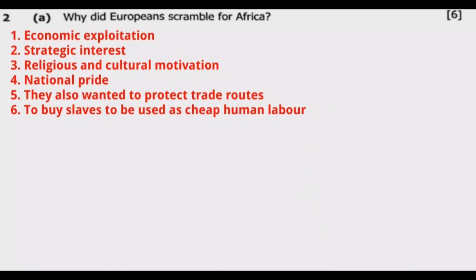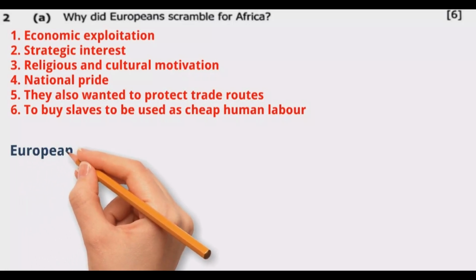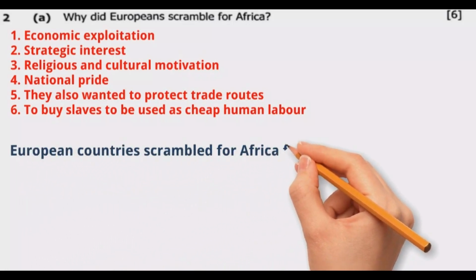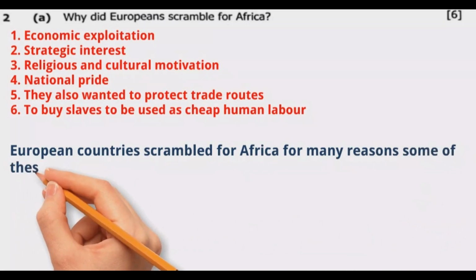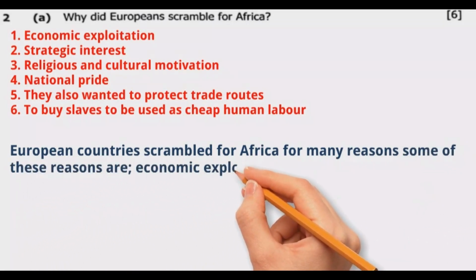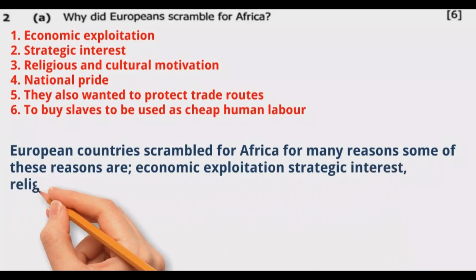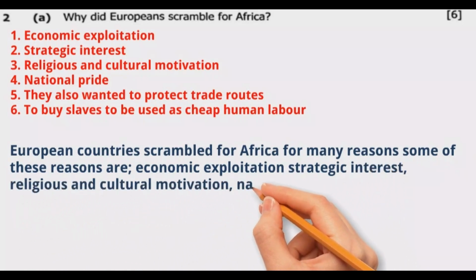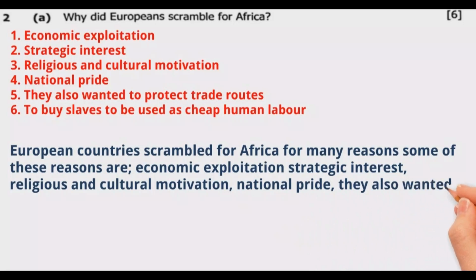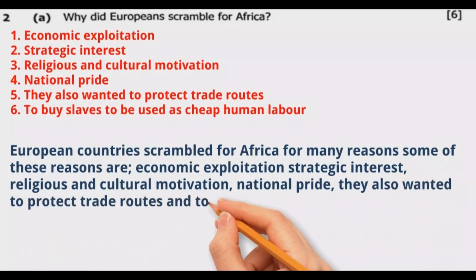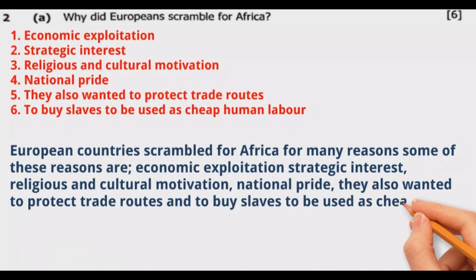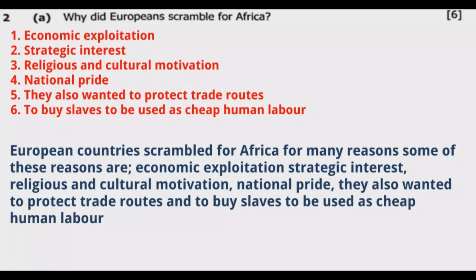As you can see, we are supposed to gain 6 marks and I've come up with 6 points. So to construct our short essay is going to be like this. European countries scrambled for Africa for many reasons. Some of these reasons are economic exploitation, strategic interest, religious and cultural motivation, national pride. They also wanted to protect trade routes and to buy slaves to be used as cheap human labor.